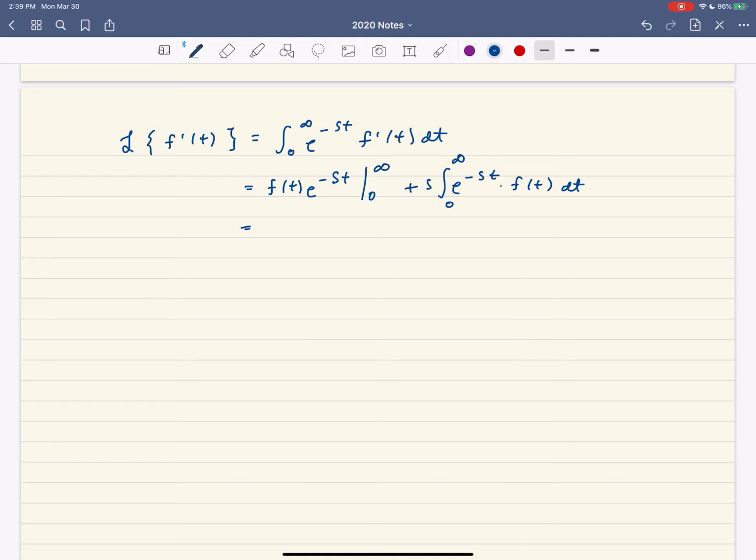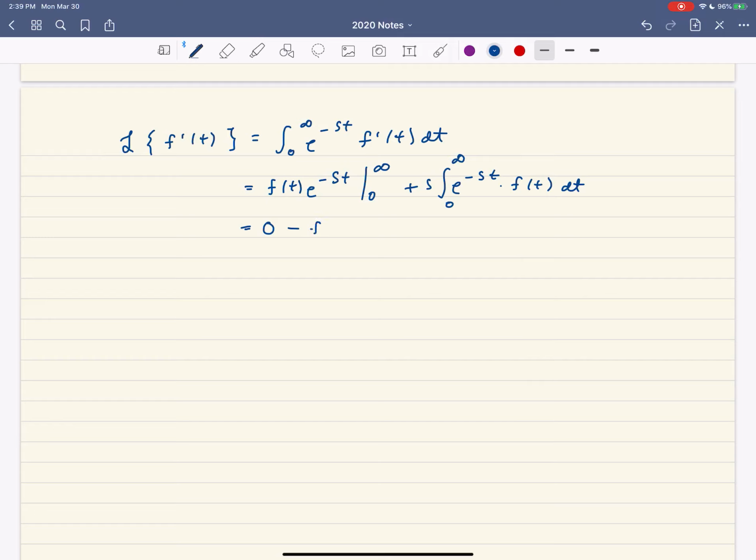And this first function, f of t e to the negative st, we're going to assume that as t goes to infinity, this is going to be 0. So we're going to assume that f is exponentially bounded, but we need f to be exponentially bounded anyways in order for this last part to make sense. Actually, before we get to the last part, there's one other thing here. So this is when t goes to infinity. We're going to subtract what we get when t is 0.